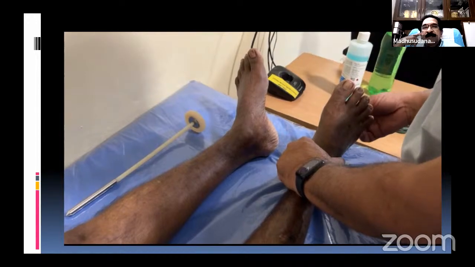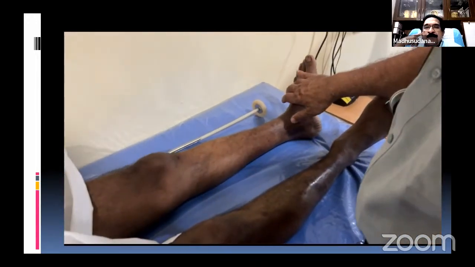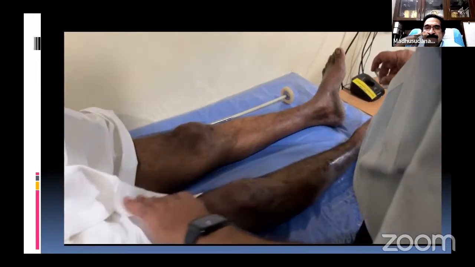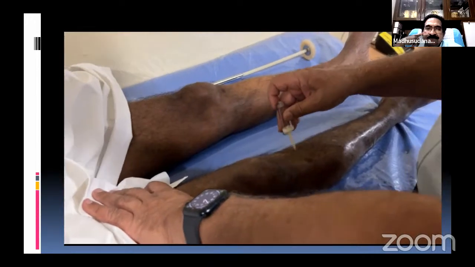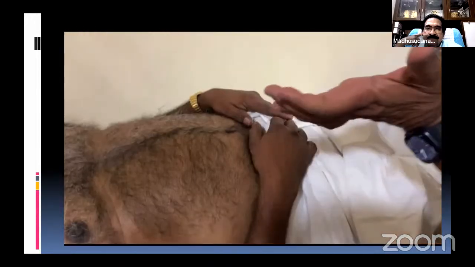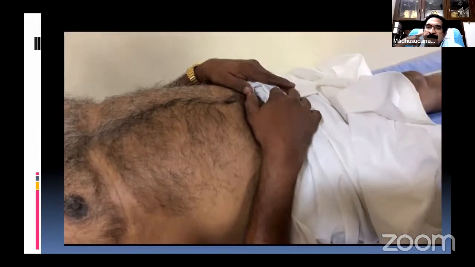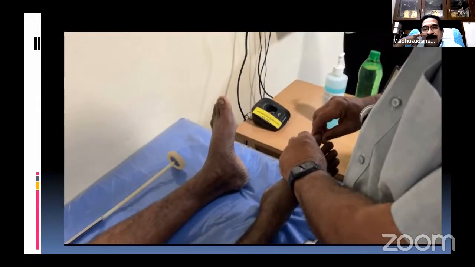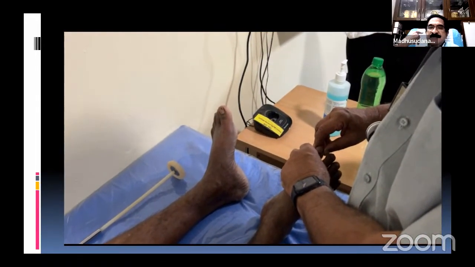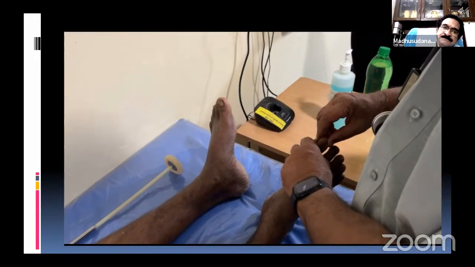Sensory examination: he is able to feel the pinprick and touch, and can tell the difference. He is also able to feel the vibration. Yes, he is able to feel it.